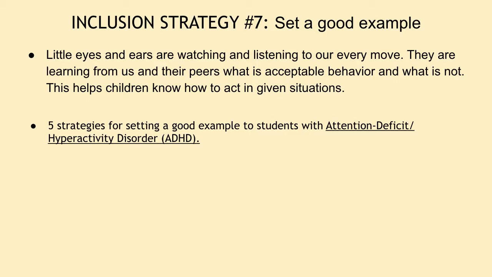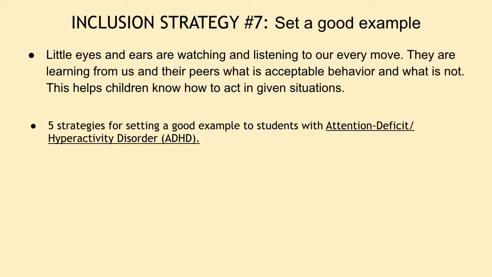Seventh strategy I chose was set a good example. Little eyes and ears are watching us and listening to our every move, and they are always learning from us. Not only from us, but their peers too. And this is when they're learning what's acceptable behavior and what's not. It helps the children know how to act in given situations too.